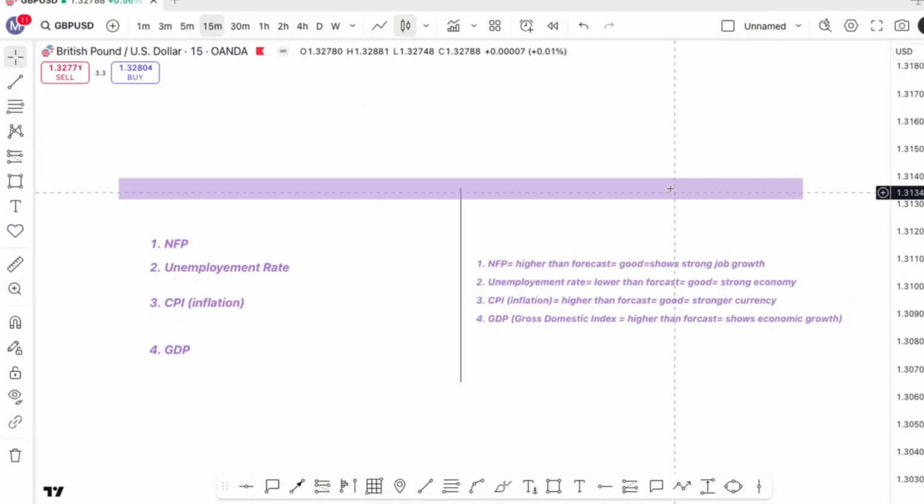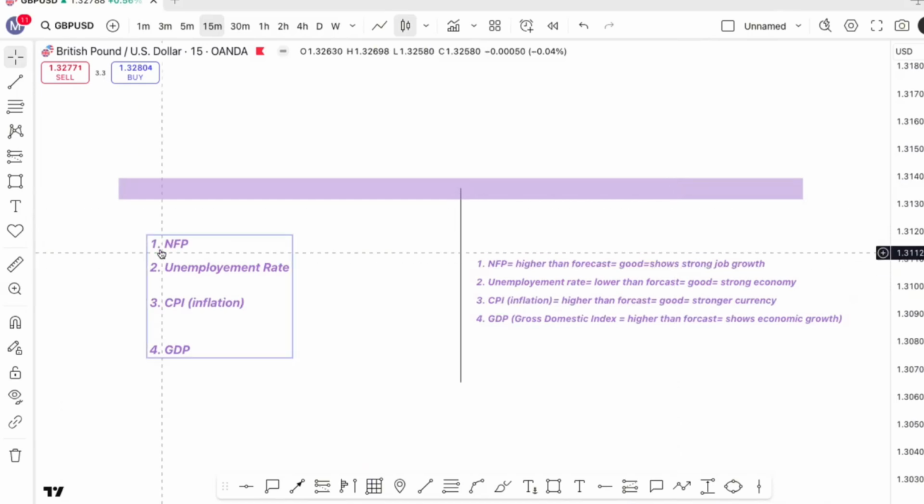So if you trade anything USD, it's going to be impacted 100%. Okay, so be sure you are cautious and your risk management, if you are trading for that day, is very, very good. When it comes to NFP, there are three parts.